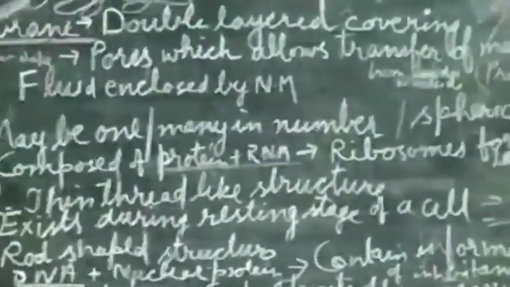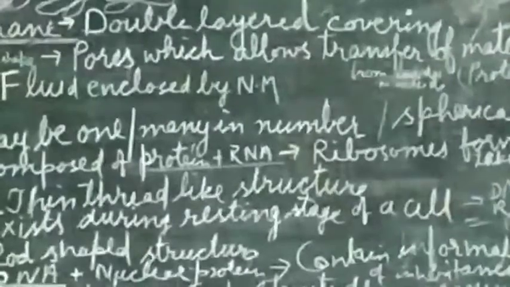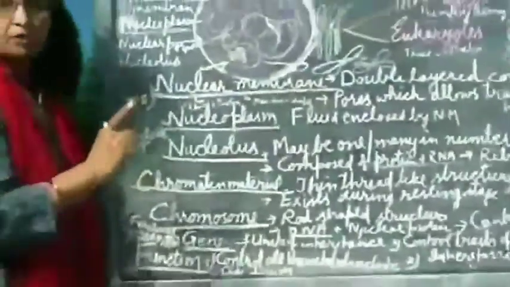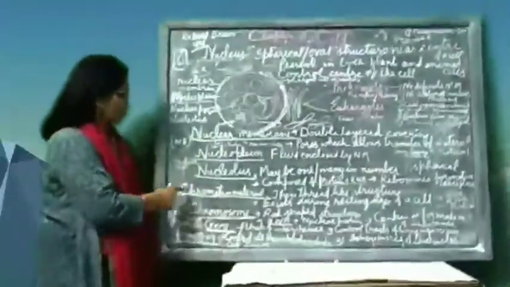Here ribosome formation takes place. So we can say ribosomes mean protein synthesis. What do ribosomes do? They are helpful in protein synthesis.